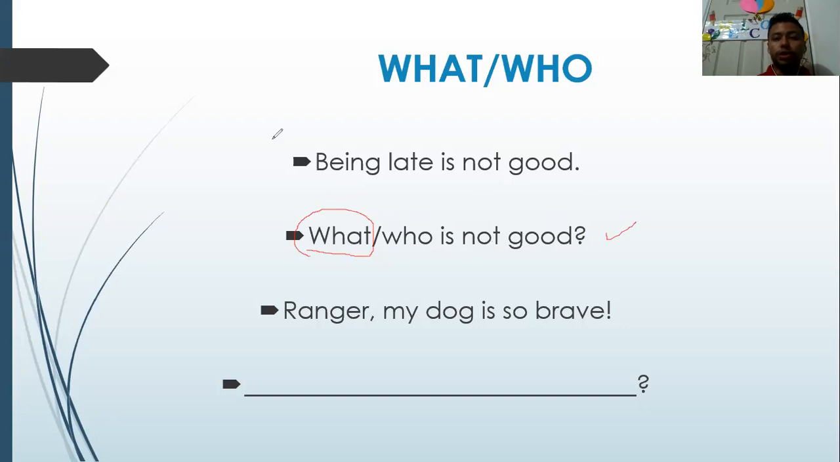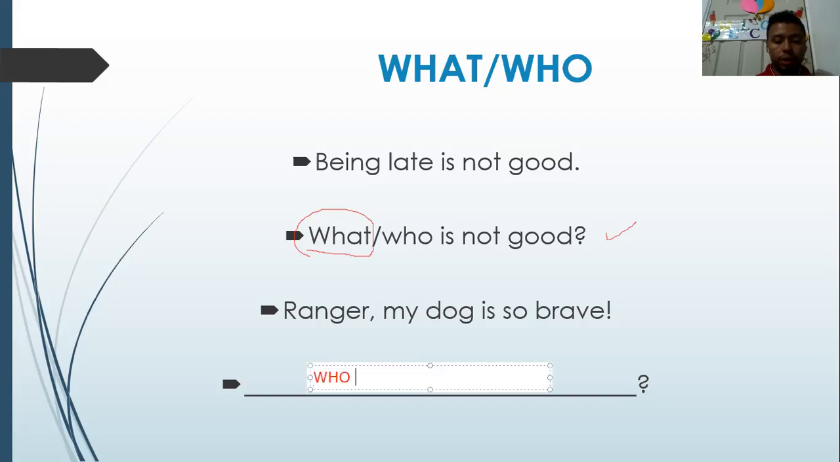Okay, any other volunteer? Please help me with the next one. All right, Derek, go ahead. Thank you. Read, please. Ranger, my dog is so brave. Brave. Okay, brave is valiente, brave. We need to ask the question, what or who? Who is brave? Amazing. That's the correct answer.